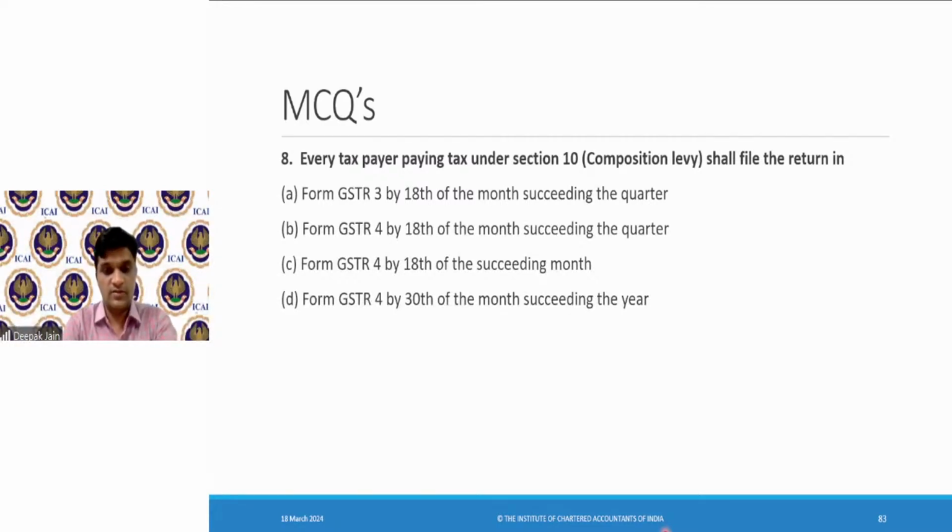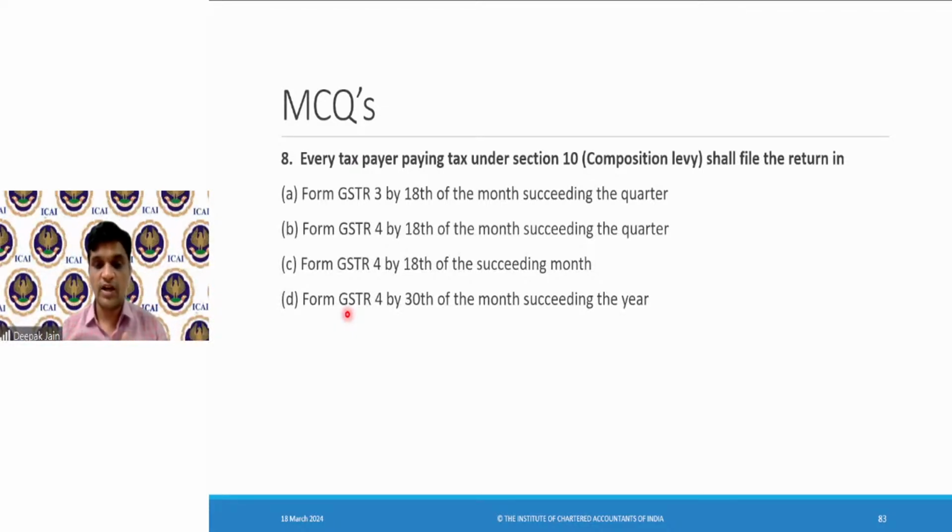Eighth one. Thank you, Mayur. Eighth one, a lot of confusion. People are saying C, D, A. Luckily, nobody said B. So, a composition taxpayer paying tax shall file the return in GSTR 4. Okay, GSTR 4 is the annual return. CMP is by the 18th of the month succeeding the quarter. But we are talking about GSTR 4, which is the annual return, by the 30th of the month succeeding the year. So the correct answer is D. Okay, not B. CMP and GST.